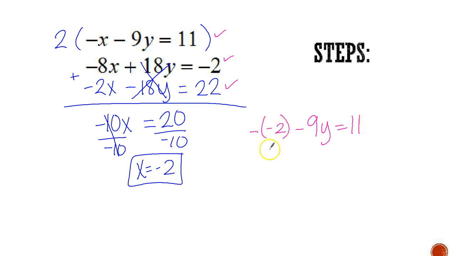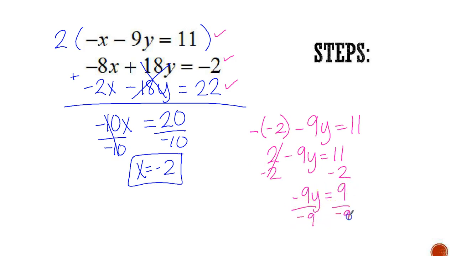Well, a negative times -2 makes a +2. Subtract my 2. -9y equals 9. Divide by -9. And y is -1. So as a point, my answer is -2, -1.